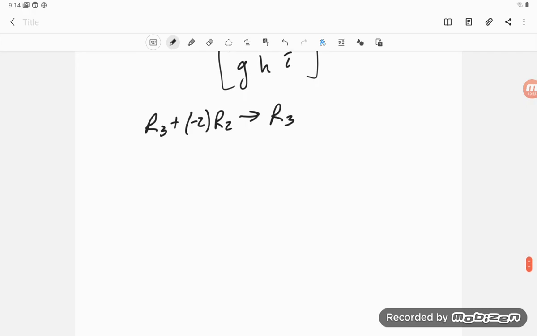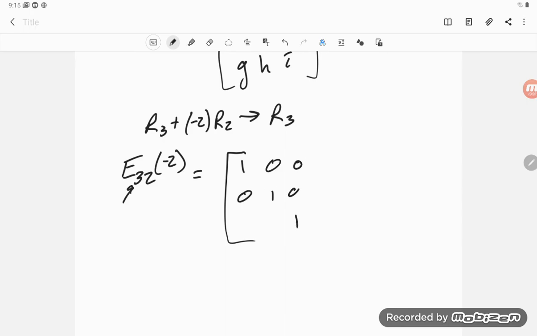And so again, since we're putting it back into row 3, we would write this as E32 because it's very important where it's going back to and what's not getting multiplied. So it's E32 and then of negative 2 because we're multiplying by negative 2. And again, that is the identity down here but row 3 we have to mess with. Otherwise, those are the same. In row 3, it says we need to put a -2 there in column 2.